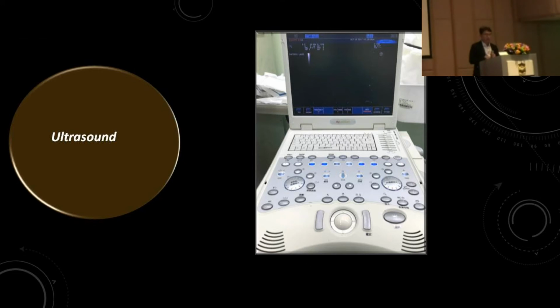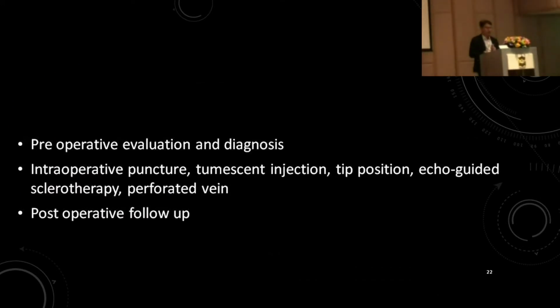And the next is about the ultrasound. Ultrasound can be used in pre-operative evaluation, diagnosis, intraoperative puncture, and tumescent injection. We can make sure of the tip position, we can use it in sclerotherapy, and lastly in post-operative follow-up.